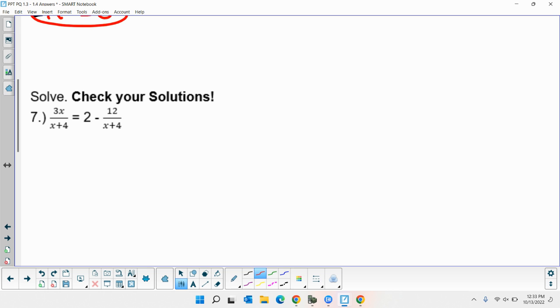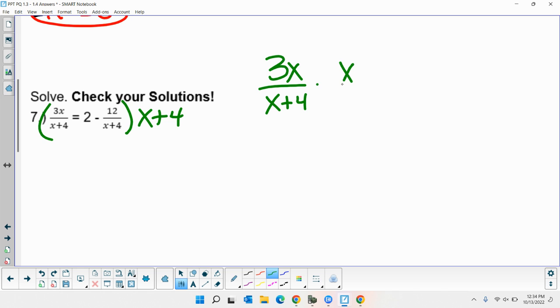The fraction ones. What's the common denominator? There's only one denominator. X plus 4, right? So here's what's happening. I'm multiplying this fraction times this fraction. What happens to the x plus 4s? It cancels. What's the answer? 3x.